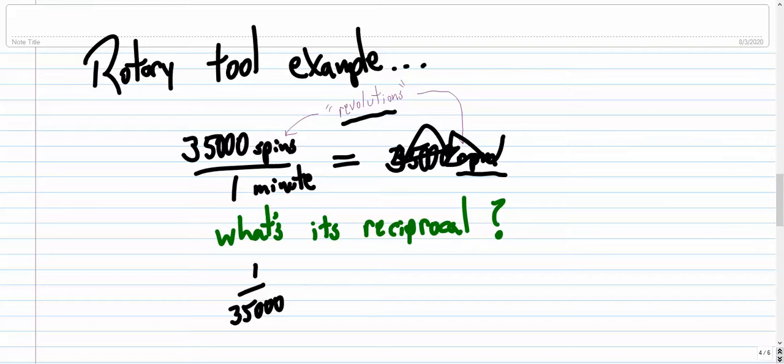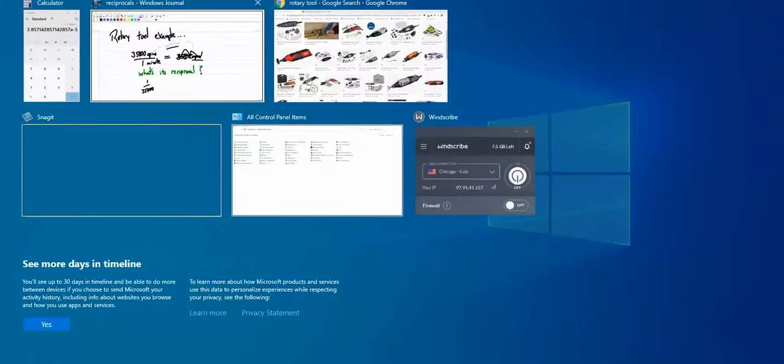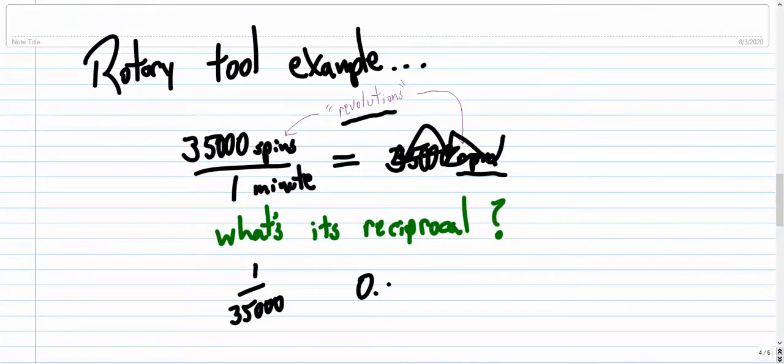So let's do that on the calculator really quickly here. 1 divided by 35,000. We get, oh, it's such a tiny number, it gives us scientific notation. So it's 2.87, I'm going to call that 3, times 10 to the negative 5th. So, whoops, so we've got 0.1234. And that is the reciprocal of that.